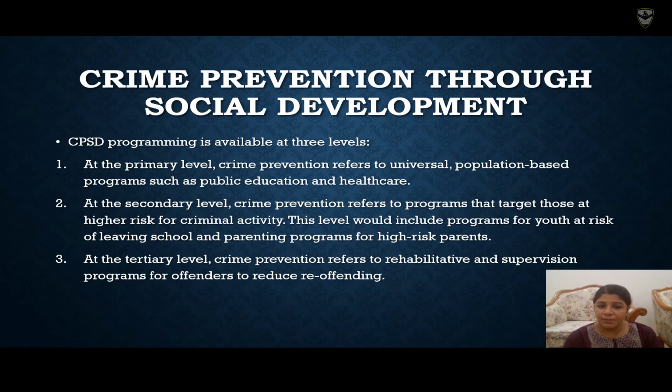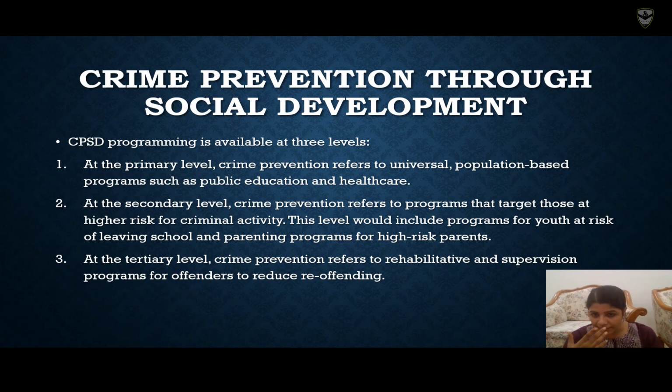At the secondary level, they try to target those that are at higher risk for criminal activity. So as I mentioned earlier, if there is any youth who is at risk of leaving school, proper parenting programs will be provided for their parents so that the children won't commit crime in the future. Also, parenting programs would be provided for parents who are at high risk of committing crime. It's usually the children who learn from their parents, so in order to avoid that, parenting programs would be provided. This is at the secondary level.